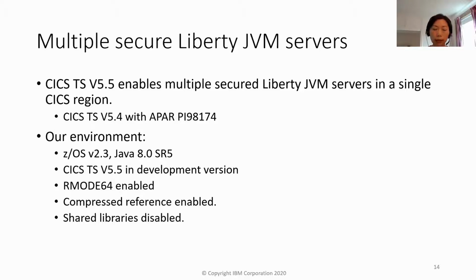So with that, if you spread your Java applications across multiple JVM servers, maybe across different CICS regions, you can achieve high availability. When one CICS region or one JVM is down, your application is still running in another instance. So we looked at how multiple secure Liberty JVM servers perform, and we measured it on z/OS 2.3 with CICS 5.5 while it was in development.